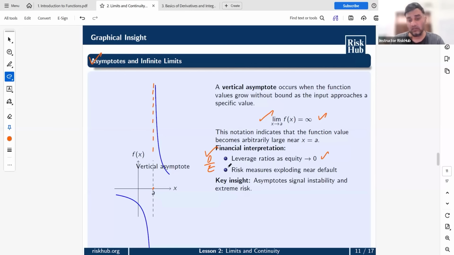The risk near default. When a firm approaches bankruptcy, risk measures kind of explode. Credit spreads rise sharply, volatility spikes. This resembles your asymptotic behavior, right? That is what we need to understand.